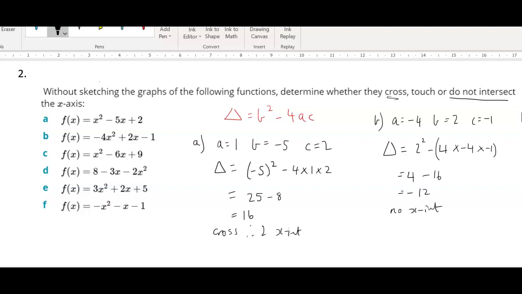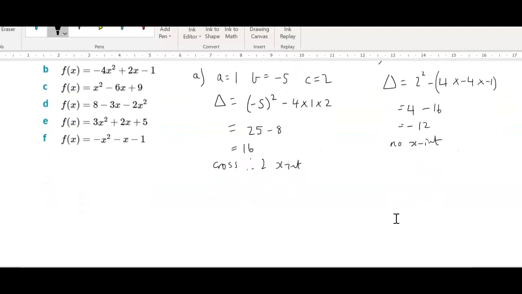intersect the x-axis. I'm going to skip to question D, because I noticed it there. I'm not going to do them all because you can check your answers in your textbook.